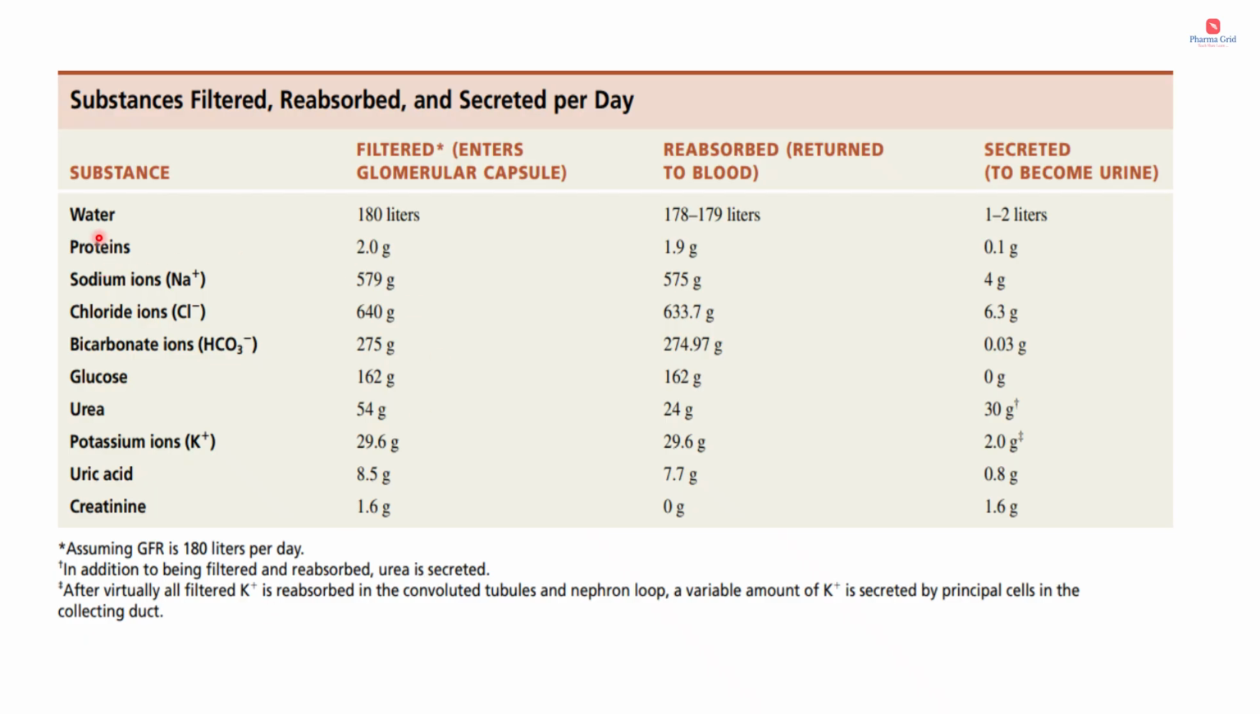In this slide you can see the substances filtered, reabsorbed and secreted per day. What are the substances? Mainly water, proteins, sodium, chloride, bicarbonate, glucose, urea, potassium ions, uric acid and creatinine. And what are the amounts filtered? Filtered means that which enters the glomerular capsule. How much is reabsorbed, that is returned to the blood, and how much is secreted? Secreted means that which is secreted back into the lumen to become urine.